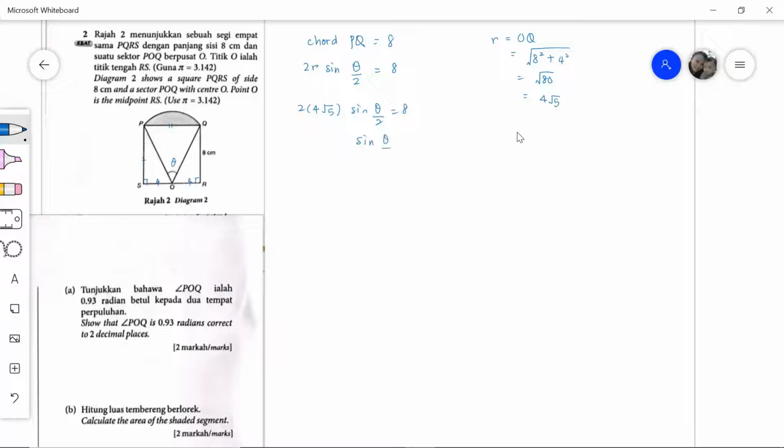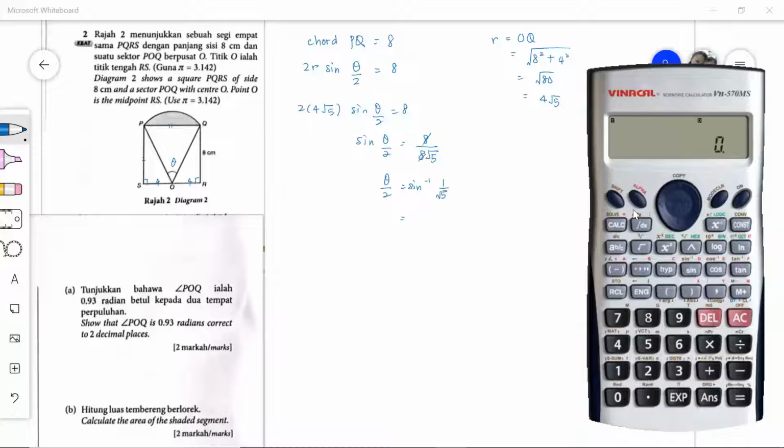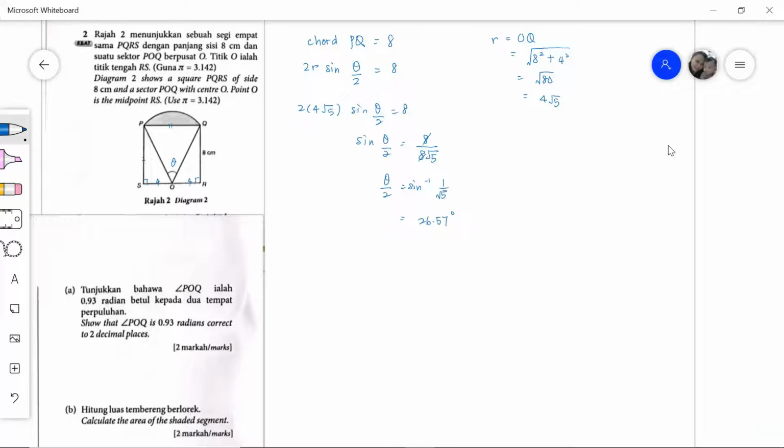Therefore, sine theta over 2 will equal 8 over 8 root 5, simplified. So to find theta over 2, we have to take the inverse function of sine, inverse sine of 1 over root 5. So what is the value of inverse sine of 1 over root 5? It is 26.57 degrees.